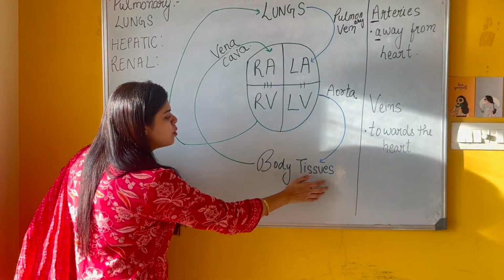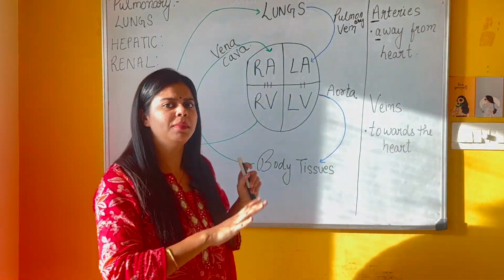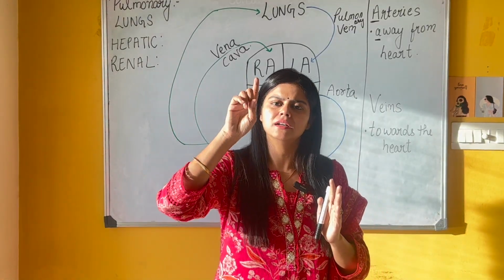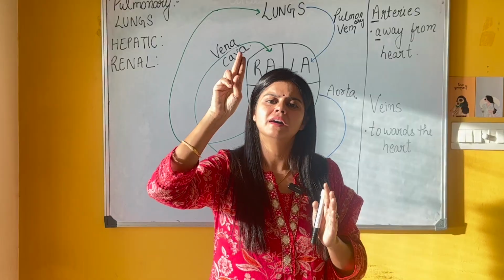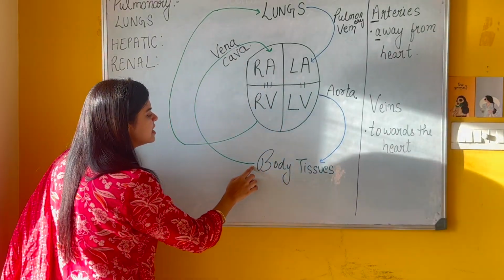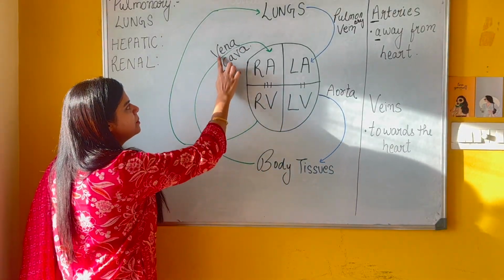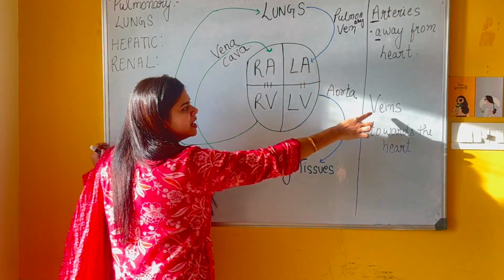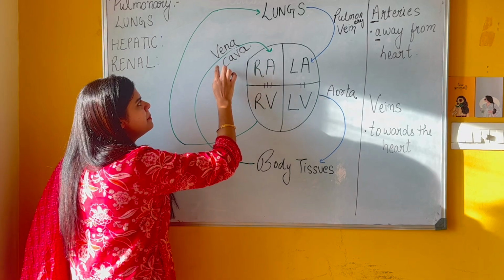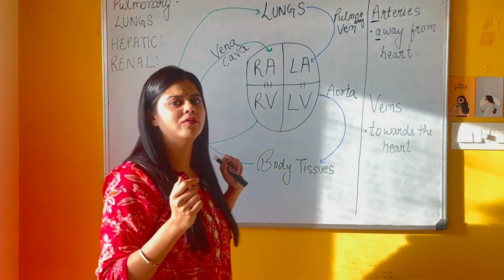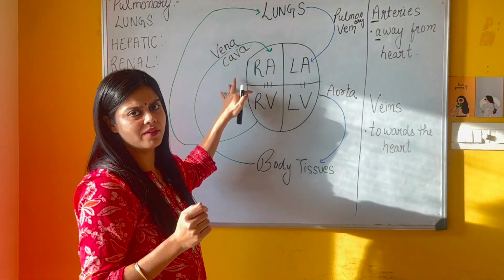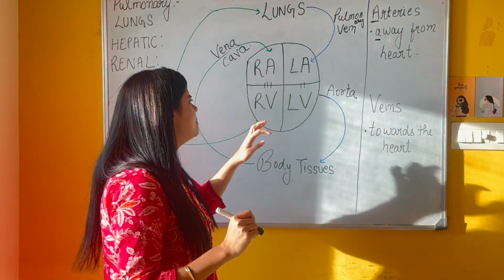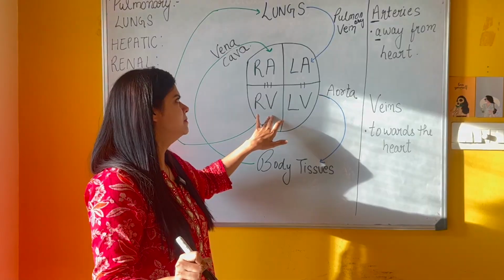So from your body tissues, all the deoxygenated blood will be collected and will go to the right side of the heart. Which chamber? Right auricle. The blood vessel taking the deoxygenated blood to the heart is going towards the heart, so it will be a vein. The biggest vein which collects deoxygenated blood from your entire body is vena cava. Now deoxygenated blood from right auricle will come down to right ventricle.